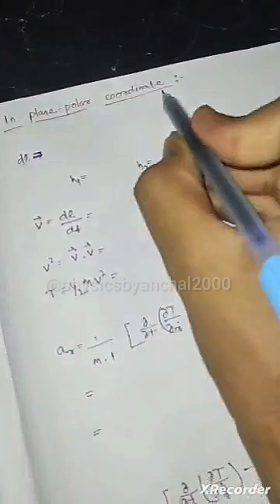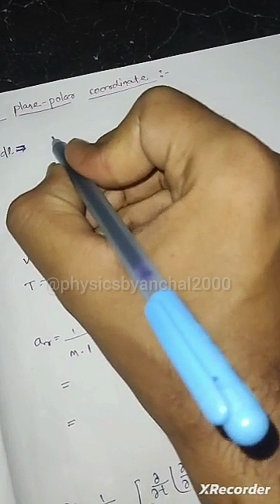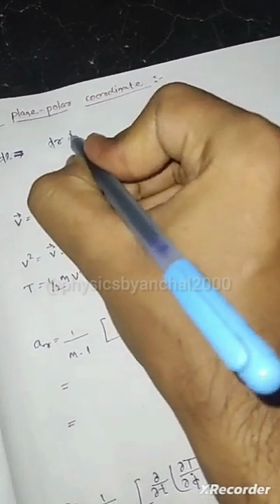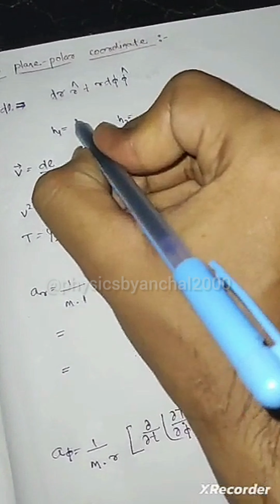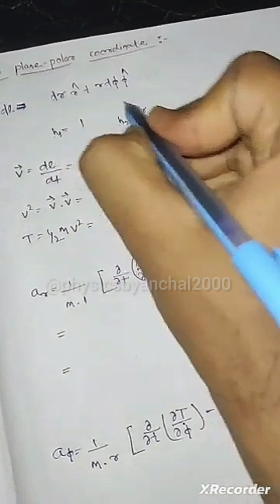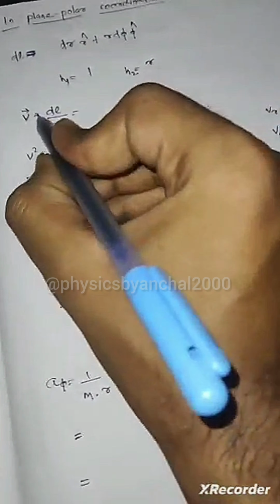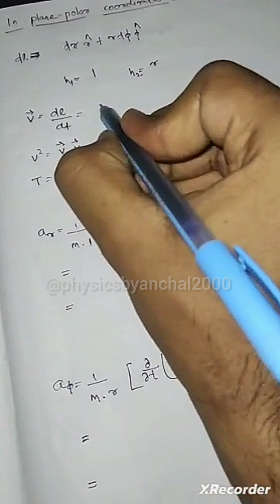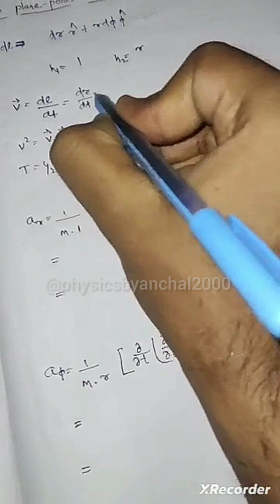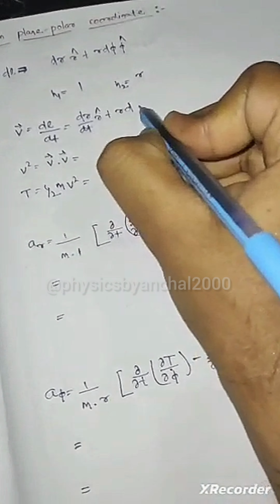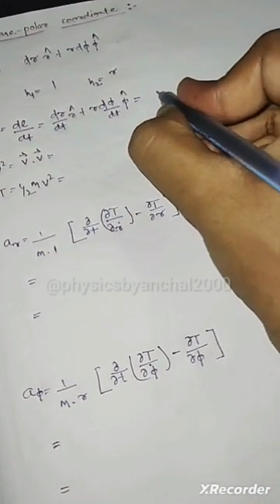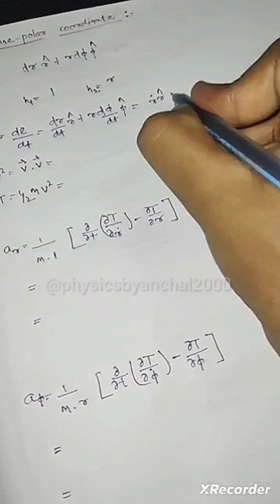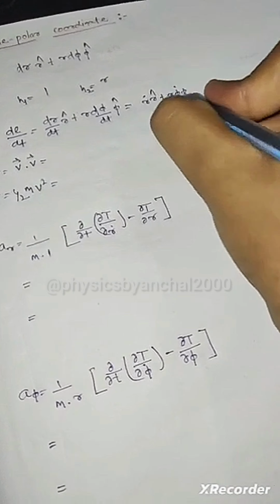We know in plane polar coordinate system the length element will be dr r cap plus r d phi phi cap. And what is the metric coefficient? The metric coefficients will be 1 and r. Now what is velocity? Just differentiating with respect to time, the velocity will be dr by dt r cap plus r d phi by dt phi cap. By rewriting it, I can say r dot r cap plus r phi dot phi cap.